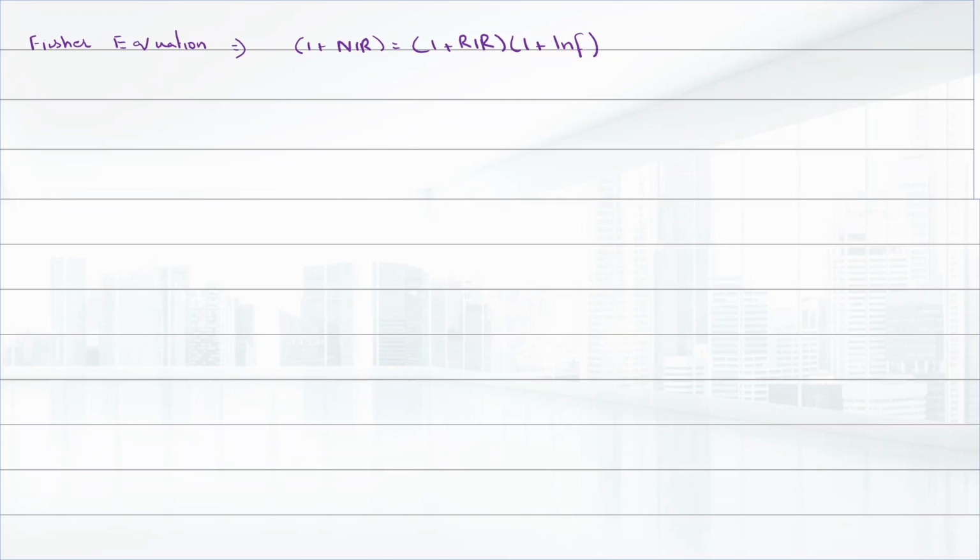Firstly, we will calculate the real interest rate for stocks. One plus nominal interest rate is 1.11. That is equal to 1 plus the real interest rate that we have to find, times 1 plus inflation of 4%. So the real interest rate will be 6.73%.